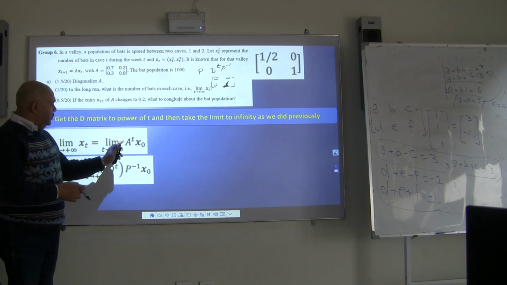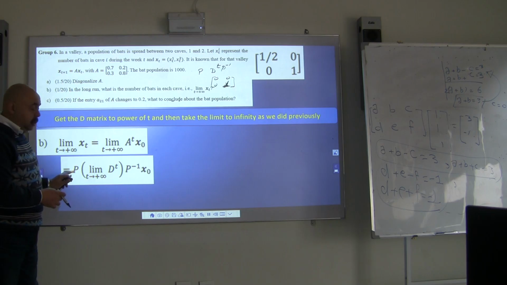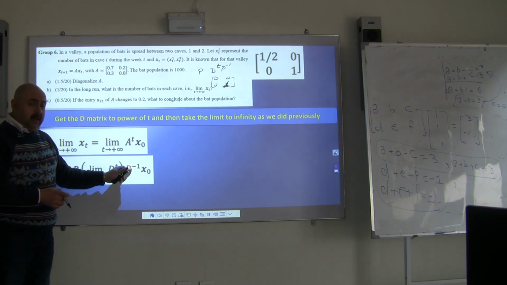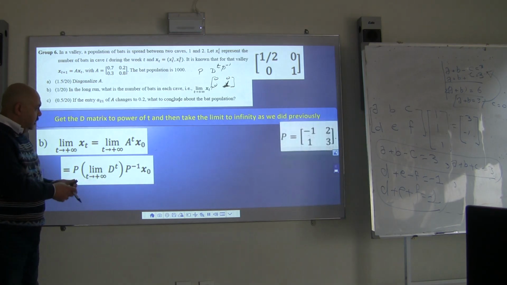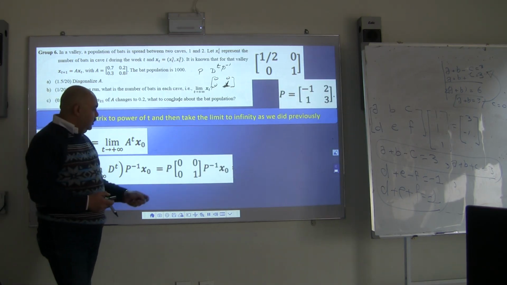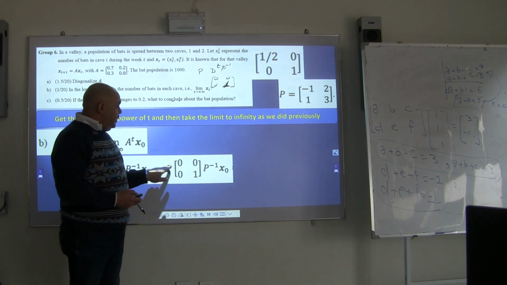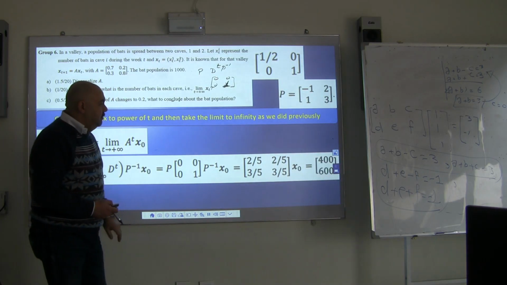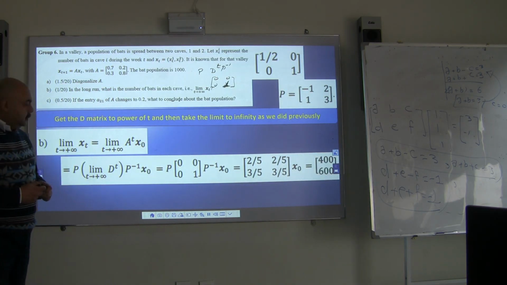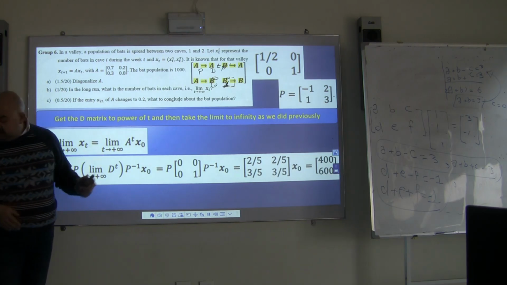This is x_t, which is A^t times x naught. A^t, we already made a diagonalization, which is P D^t P inverse. Taking the limit to infinity for D^t, it will deliver the final result, which is going to be 0, 0, 0, and 1, as I told you. Multiplying by P and P inverse times x naught, you will get the value, which is 400 and 600. Also really very simple, and this is for the movement.